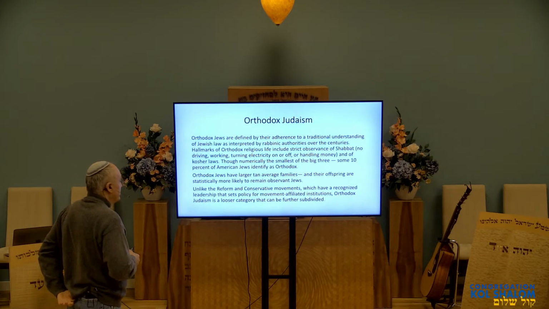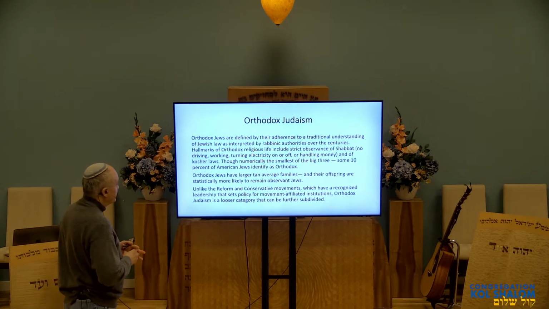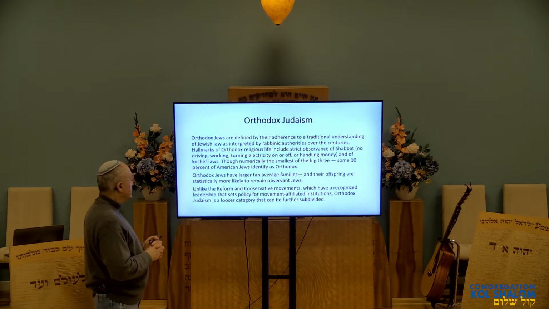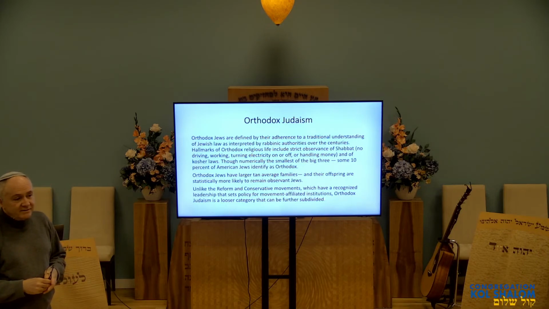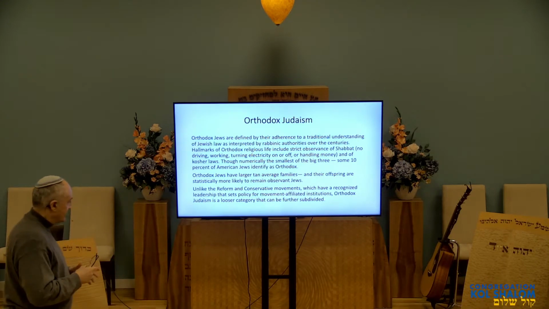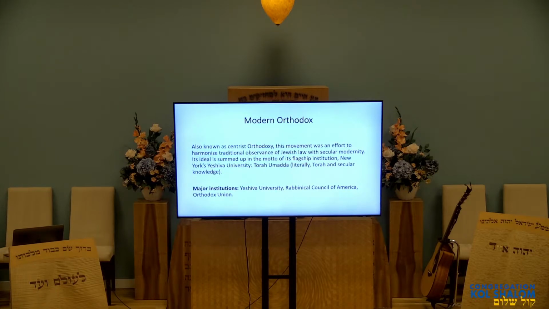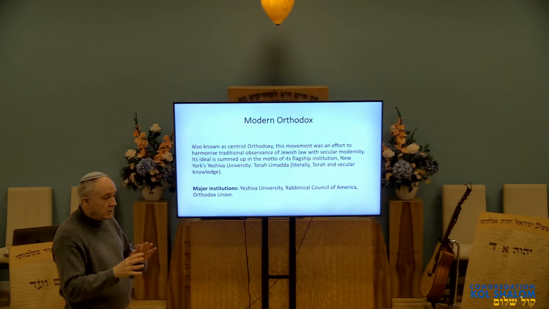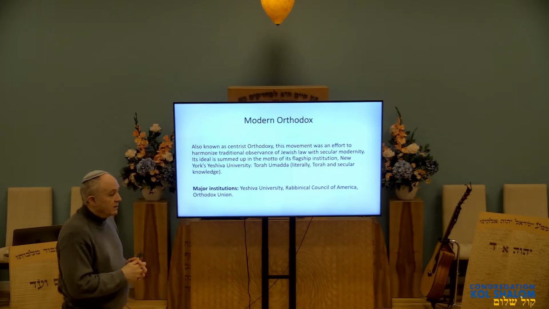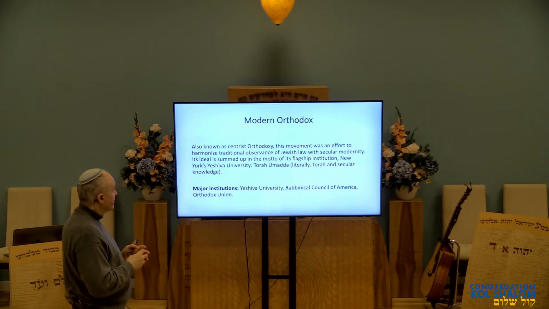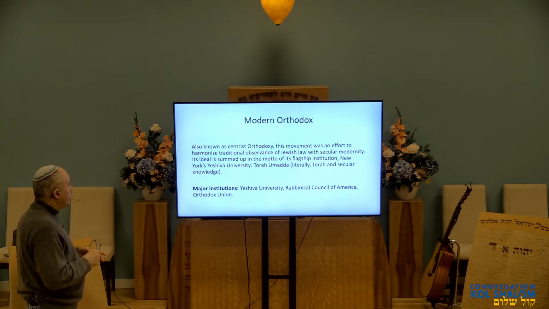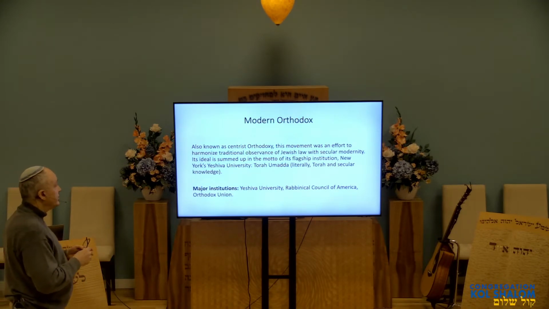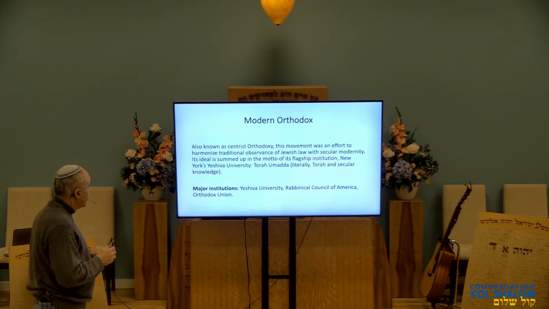Unlike the Reform and Conservative movements, which have recognized leadership that sets policy for movement-affiliated institutions, Orthodox Judaism is a looser category that can be further subdivided. I can tell you all of the movements can be subdivided. Modern Orthodox, we learned about the 3 big. Now I'm coming very quickly to the smallest groups. We have modern Orthodox, known as centrist Orthodoxy. This movement was an effort to harmonize traditional observance of Jewish law with secular modernity.